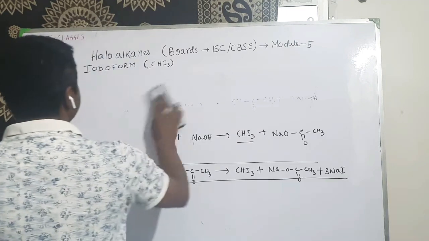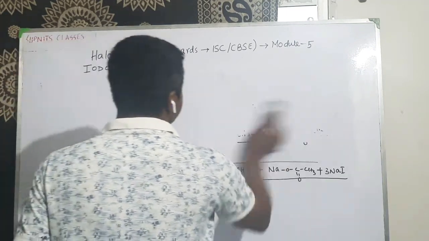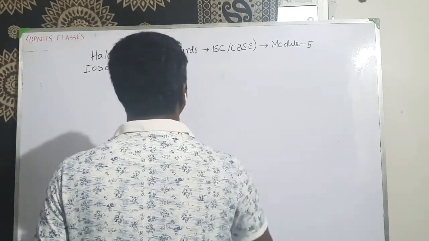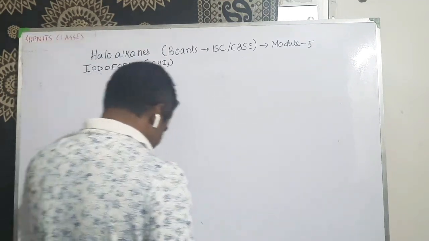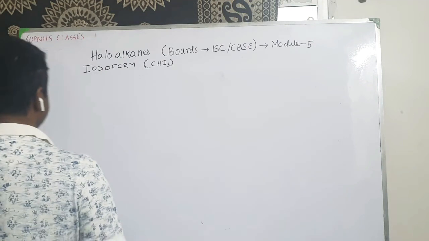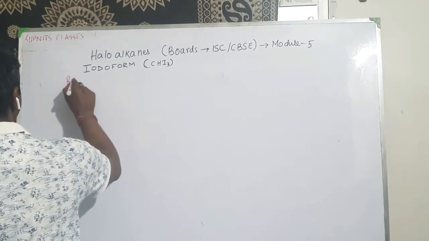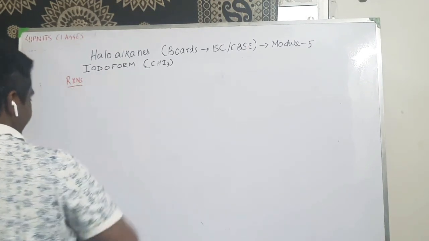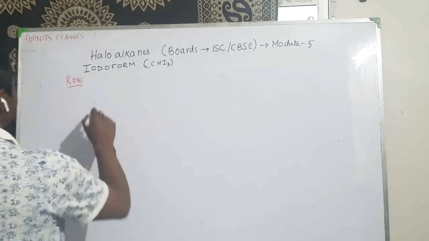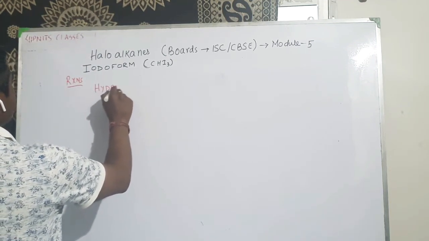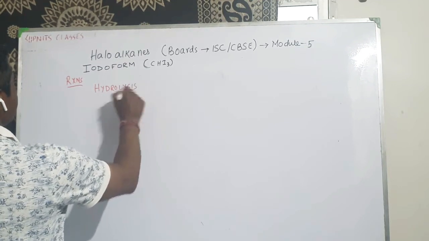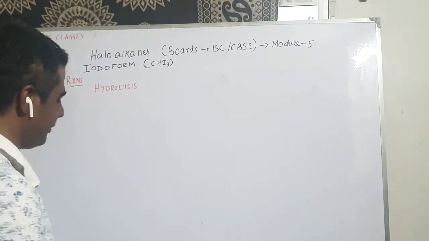Now not many properties are there that have to be done. As in chloroform we have done 8 reactions, here only we will do 3 or 4 reactions, that's it. That will be enough for you. First reaction, reading से लिखते हैं. Reaction number 1 is hydrolysis. Okay, number 1 is hydrolysis.